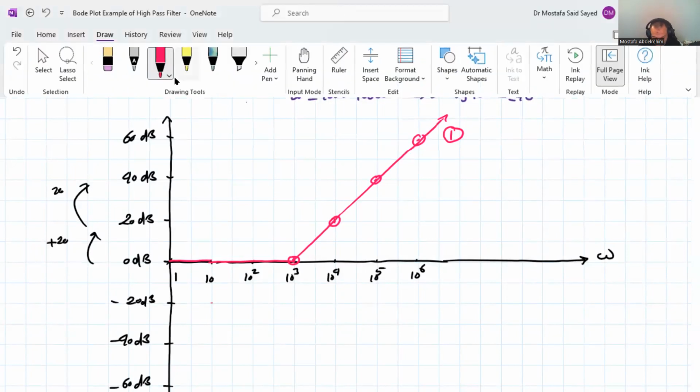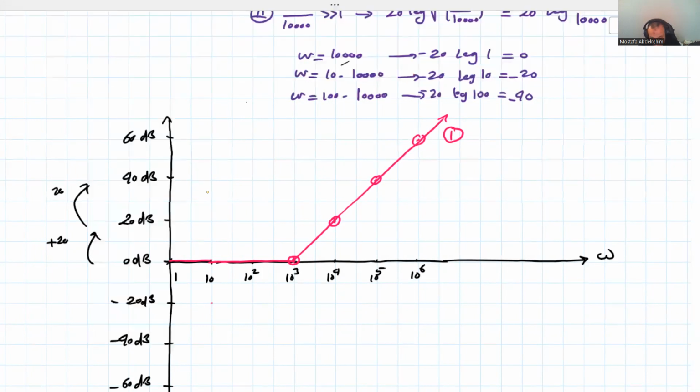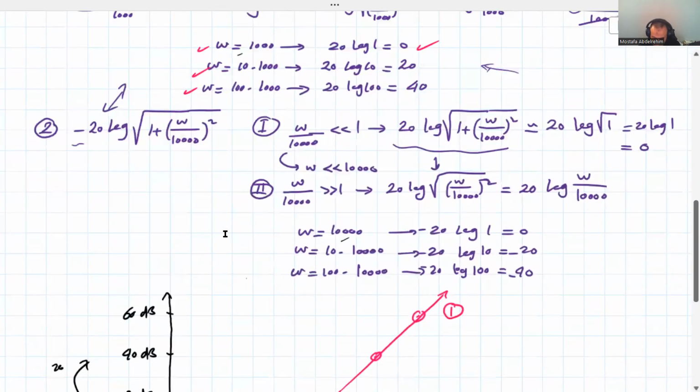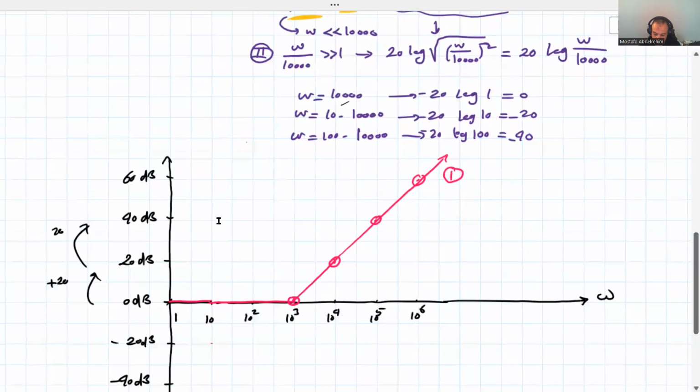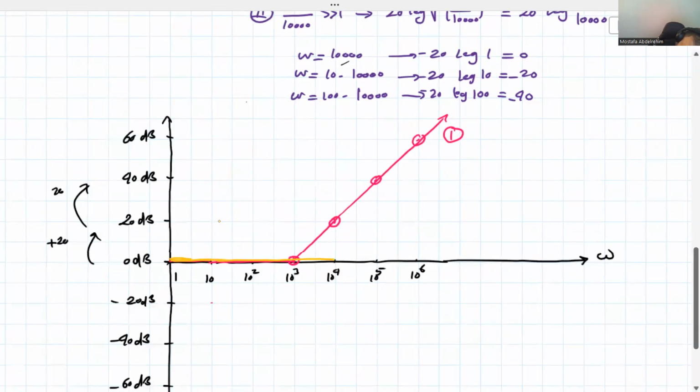Now let's do number 2 with another color, yellow, for example. For number 2, for omega much less than 10,000, or omega divided by 10,000 much less than 1, it is 0. So for all these values here, we have 0. So the red and the yellow will both be zeros until 1,000. Then they diverge at 1,000. The red will go up linearly, and the yellow will continue until 10,000 also equal to 0.